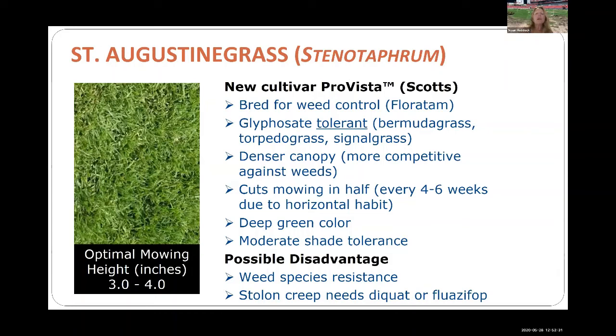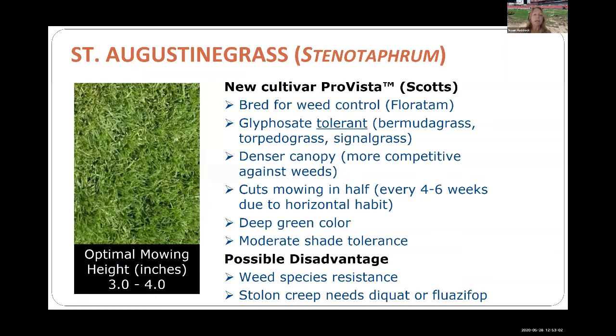Okay, so it was bred for weed control, and Marguerite spoke to this in reference to a question, in reference to, I think Patrick Meyer had a comment about it. It is glyphosate tolerant, so you can treat things like Bermuda grass, torpedo grass, signal grass, and of course crabgrass. It has a denser canopy than Floratam, so it's a little bit more competitive. They're saying that it cuts mowing in half. It only needs to be mowed about every 4 to 6 weeks due to its more horizontal habit of growing.